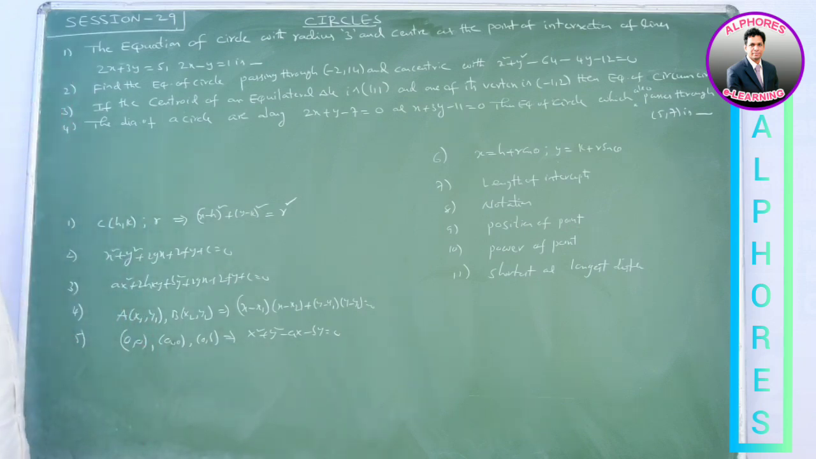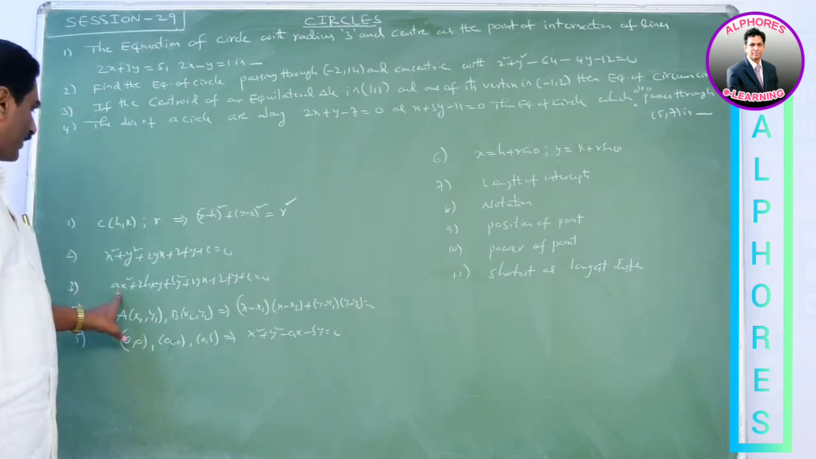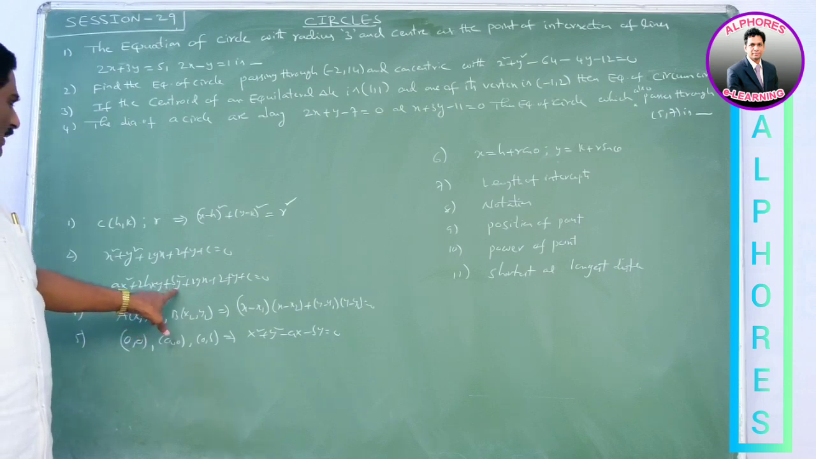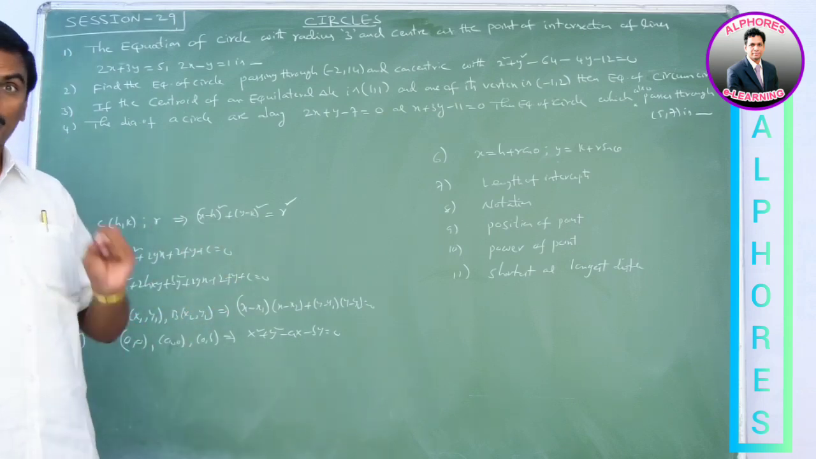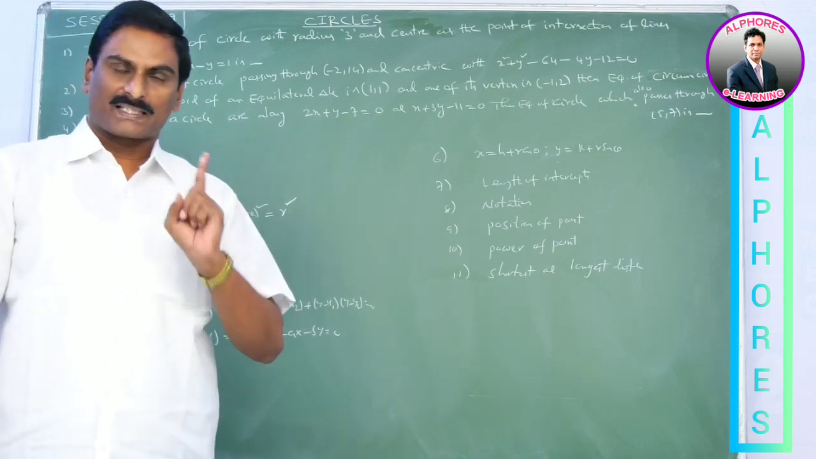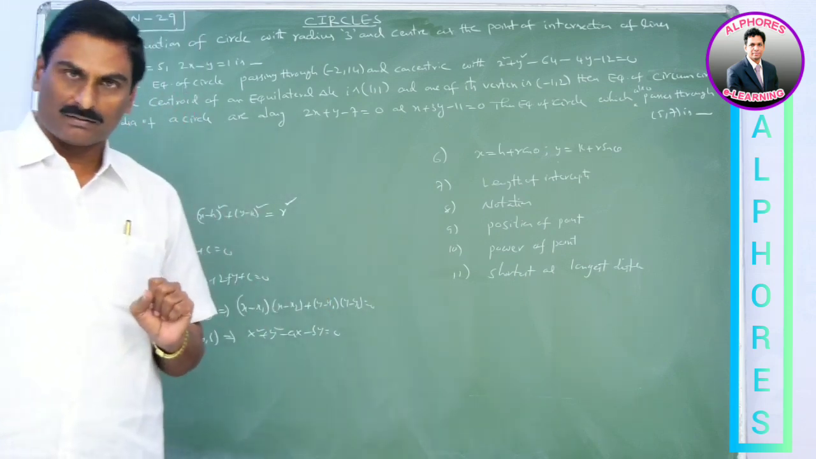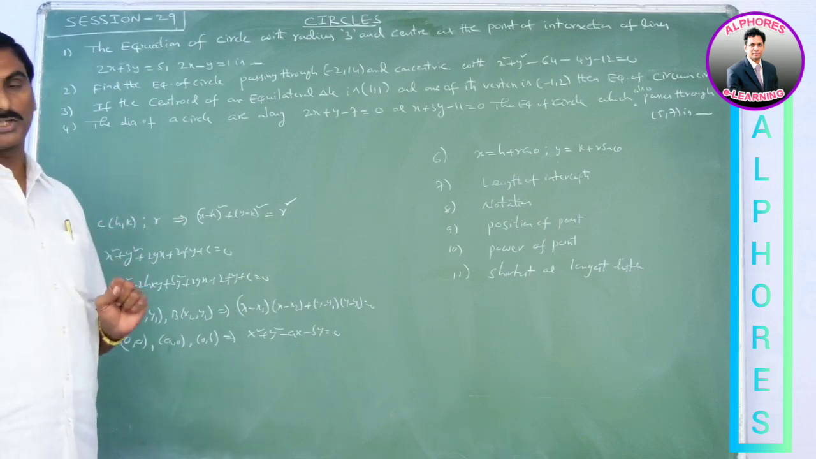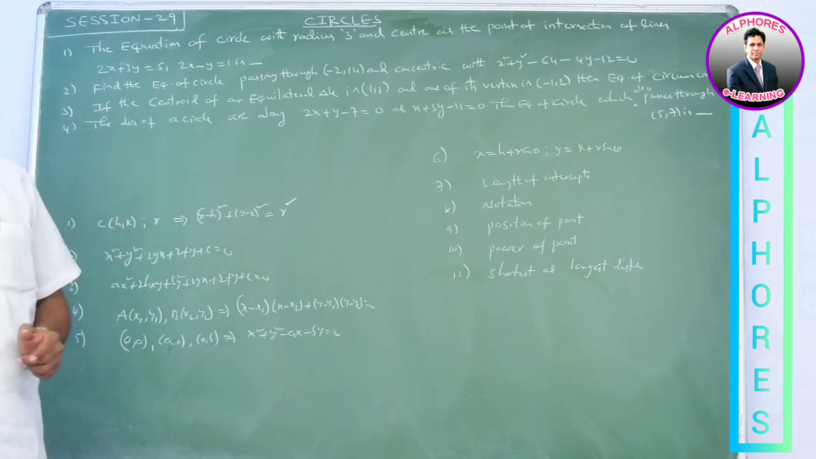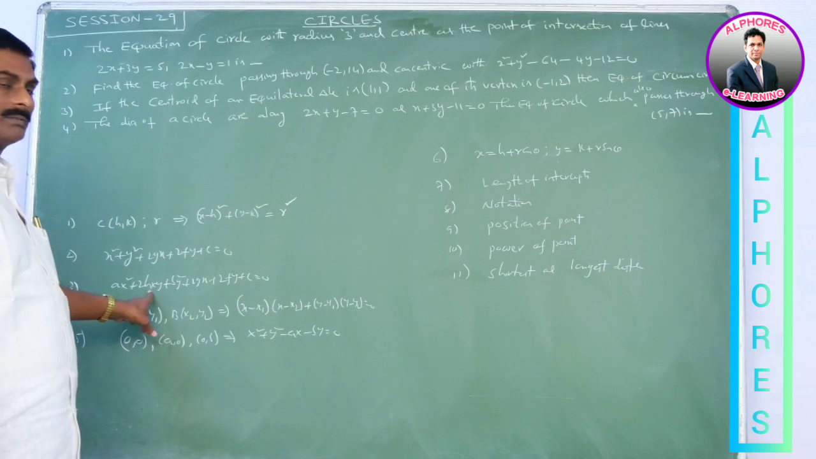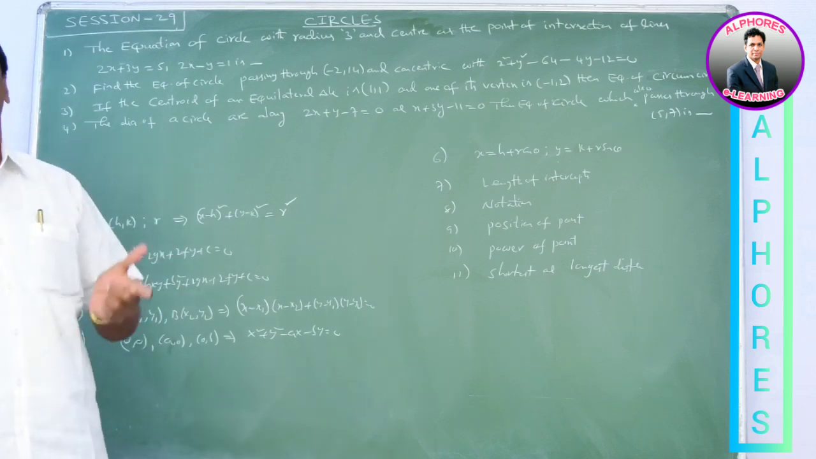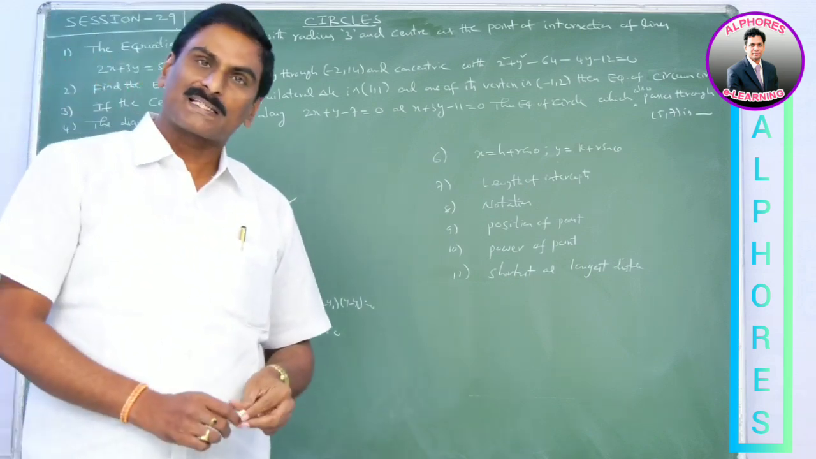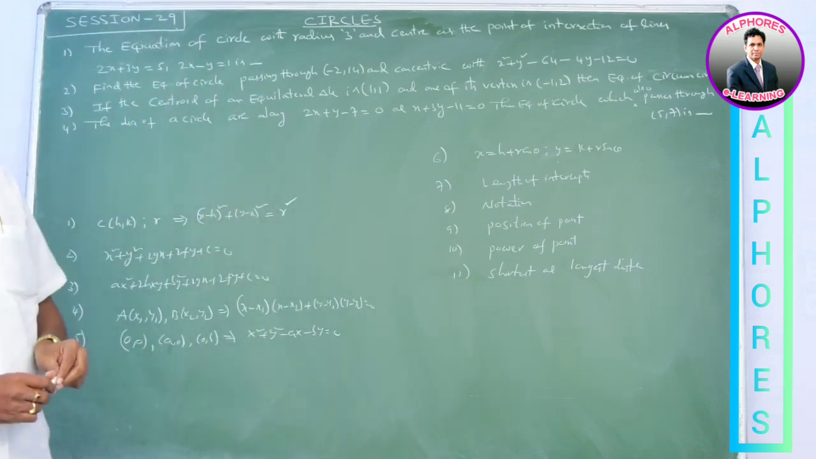Next, the second degree equation ax square plus 2hxy plus by square plus 2gx plus 2fy plus c is equal to 0 represents a circle where the x square coefficient is equal to the y square coefficient, that is a is equal to b not equal to 0, and the xy coefficient is equal to 0, that means h is equal to 0. At the same time, this equation represents a real circle when g square plus f square minus ac is greater than or equal to 0.